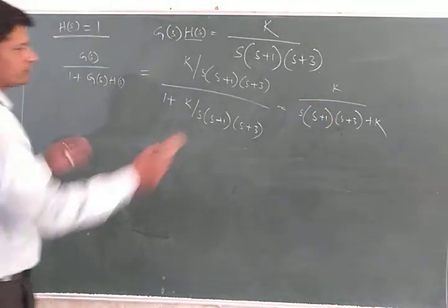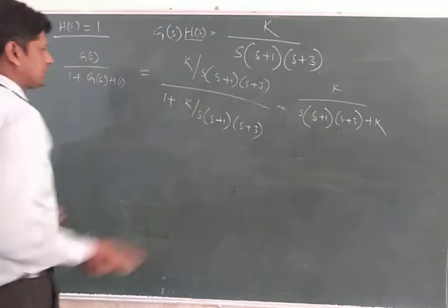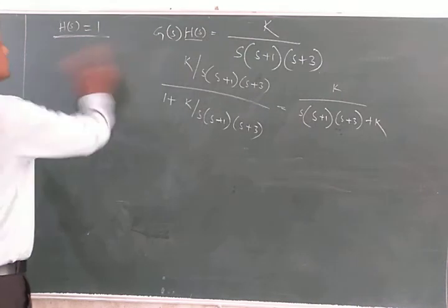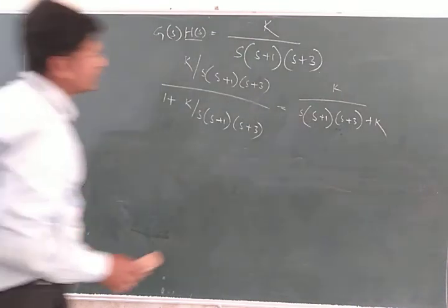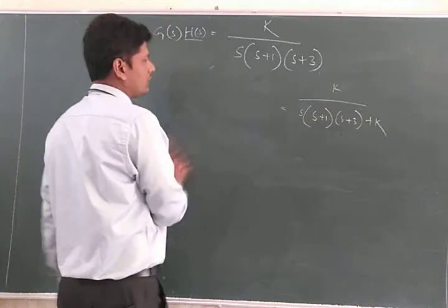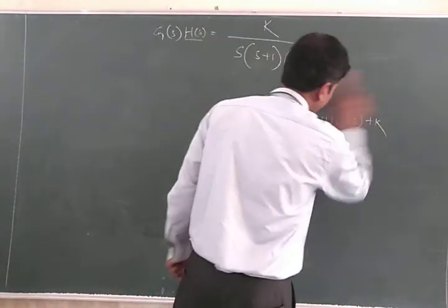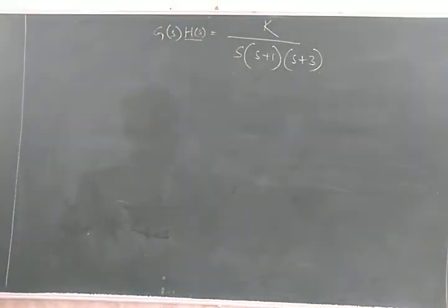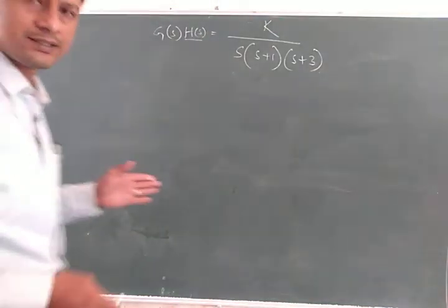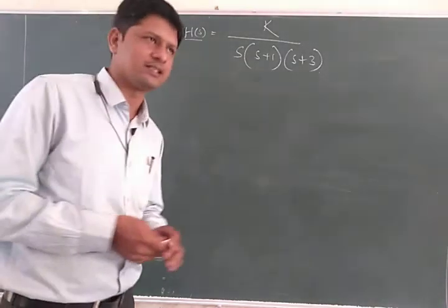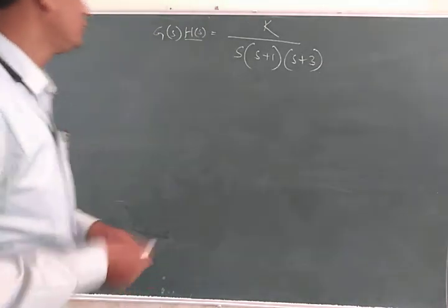We don't need to find the characteristic equation or the roots of the characteristic equation. We can directly obtain the root locus, that is, the roots of the characteristic equation for varying values of K. In the procedure, there are 10 steps, 1 to 10. So we will go one by one.